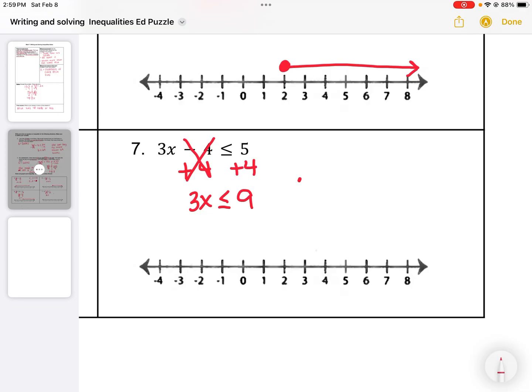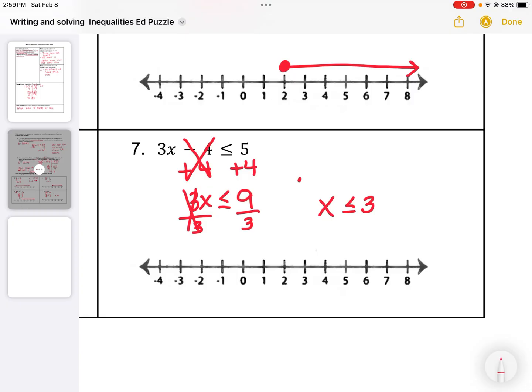The last step I need to check for is any multiplying or dividing. There is multiplication happening between 3 and x, so I need to do the inverse operation, which is divide both sides by 3. When I do, these cancel, and I should have x is less than or equal to 9 divided by 3 should give me 3 as a final answer.